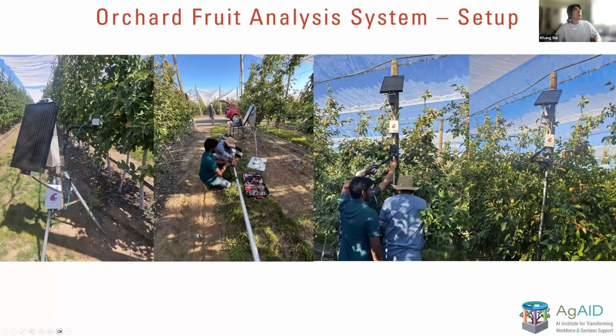Here you could see the orchard fruit analysis system in action as we deploy it in the orchard. So you could see we mounted our edge computing device on a solar panel so that it's powered by the sun. And then we mount the whole device on a pole with the camera directly angled at the orchard so that it could detect apples from the canopy and do all the image processing and data processing.